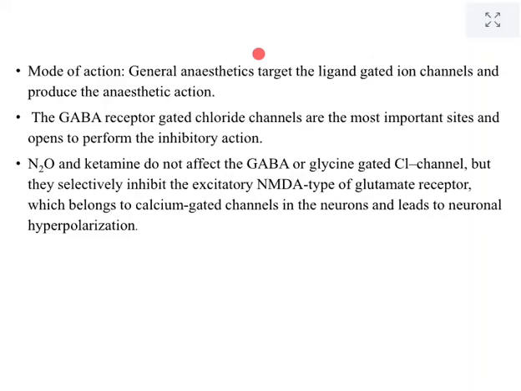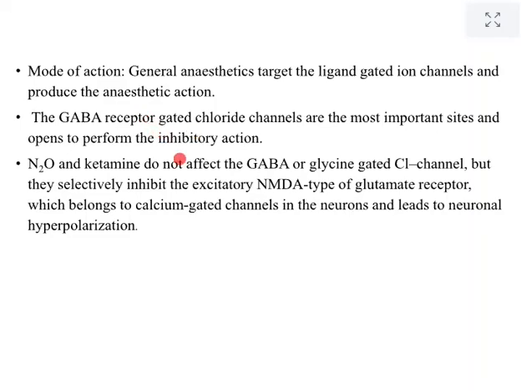channels. The chloride channel is also inhibitory. So if you bind as an agonist on the chloride channels, because they are inhibitory, then you will bring about depression of the nervous system. The GABA receptor-gated chloride channels are the most important sites and open to perform the inhibitory action. So the GABA, as we are saying, the chloride channels, of course, they are within the GABA receptor. They are inhibitory in nature. So if they are excited, they will bring about the inhibitory action and, of course, the CNS depression.